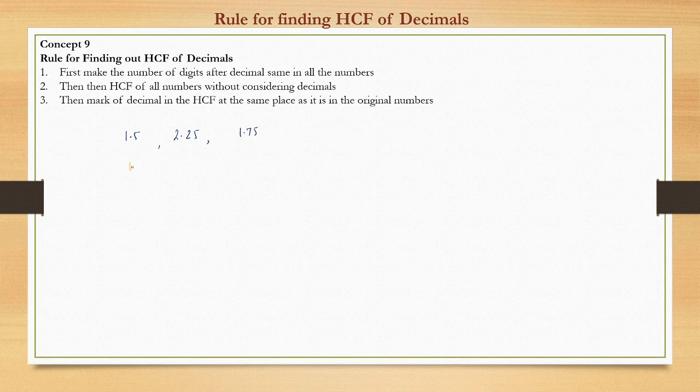So here we will write this as 1.50, this as 2.25, and the third number would be 1.75. Now all the three numbers have two digits after decimal. Now the third step says ignore the decimals and just find the HCF of the numbers without decimal, that is 150, 225 and 175, right?